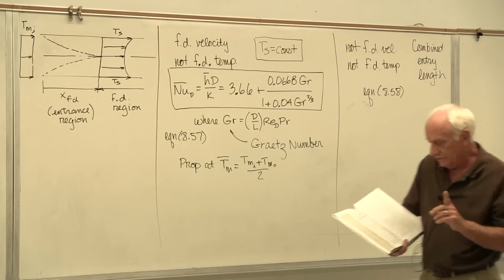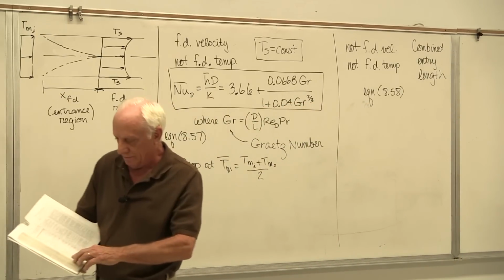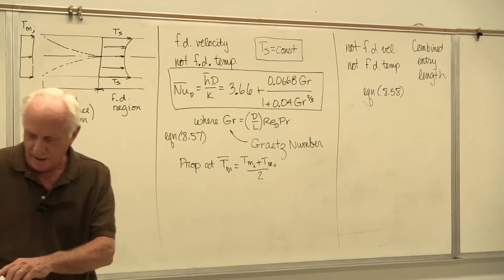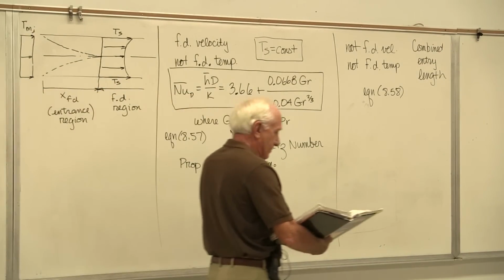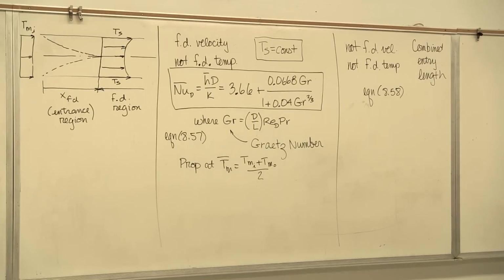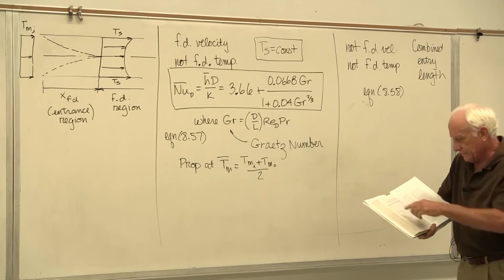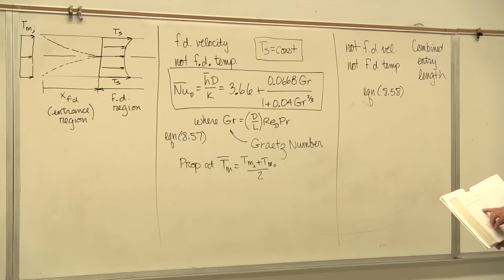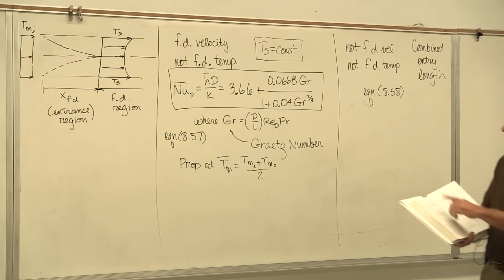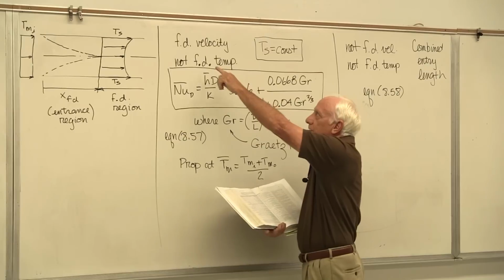The good news is he gives you the equation number in the textbook, then he gives you the conditions. Now, this table is on your data package for the final exam. You've got this. Okay? So if I look at this equation here, it says it's equation 8.57. It says it's for laminar flow. It said it's thermal entry.